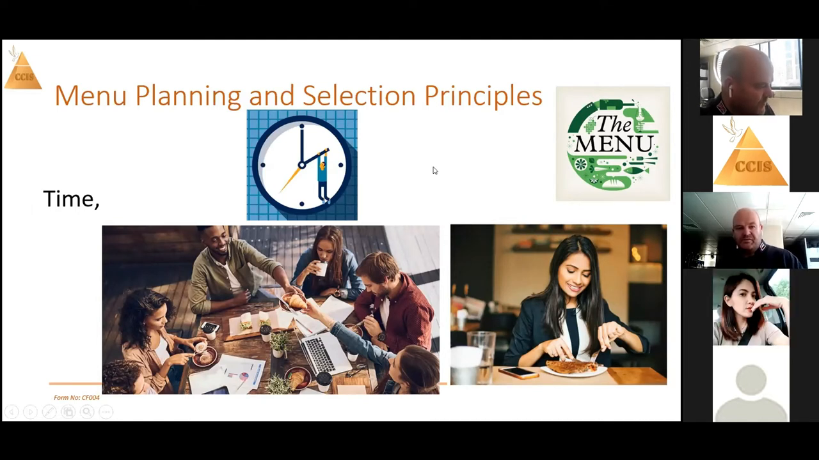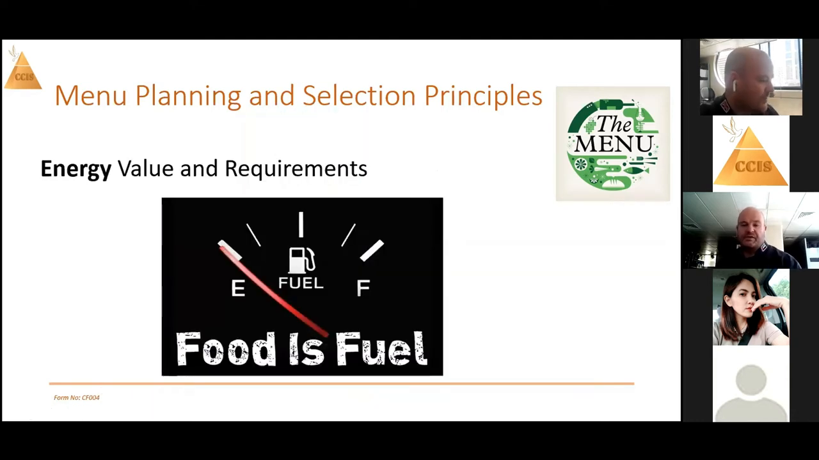Dinner time is going to be different. Breakfast time is going to be different. So the menu that we are doing relevant to the time of day will then be a factor of time. And just going back to energy value requirements, we have to understand that food is fuel. So the balance of nutrients and carbohydrates and energy in the food is obviously going to be a strong basis for many, many people. So this is quite a strong aspect we have to look at.